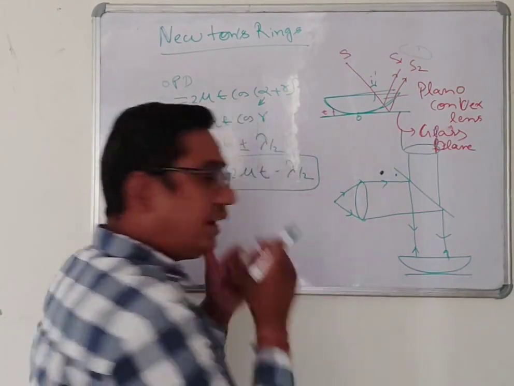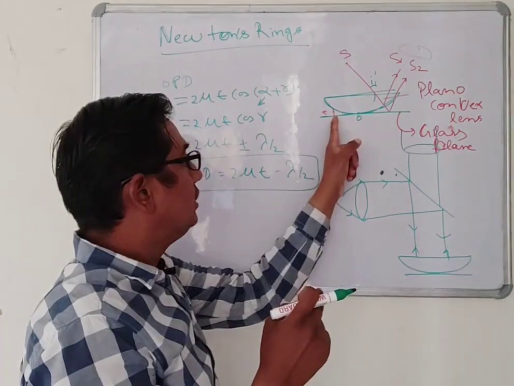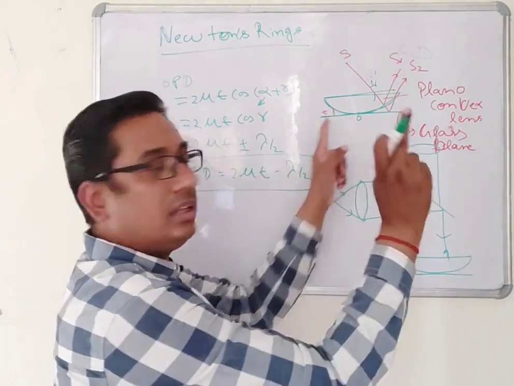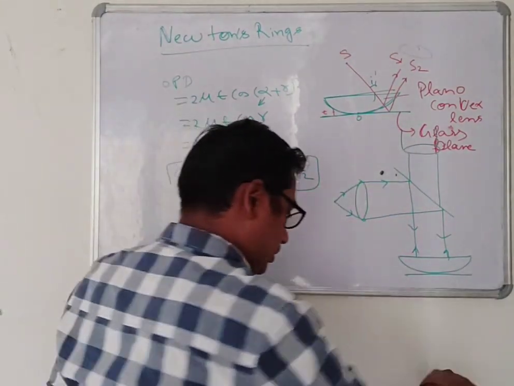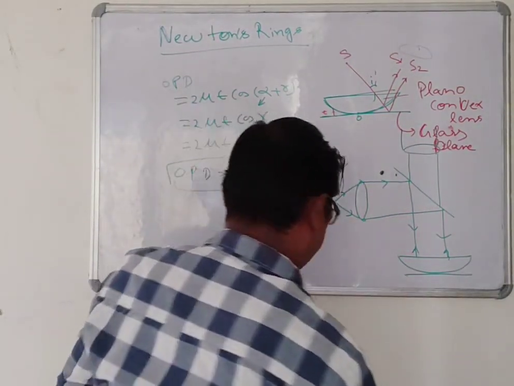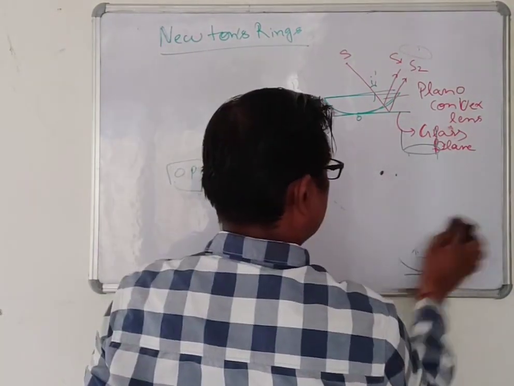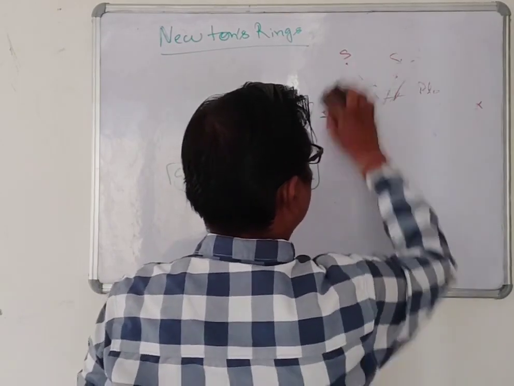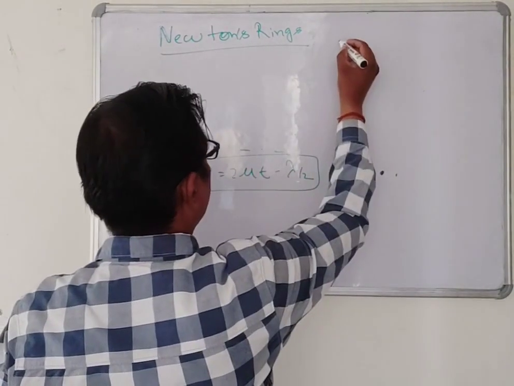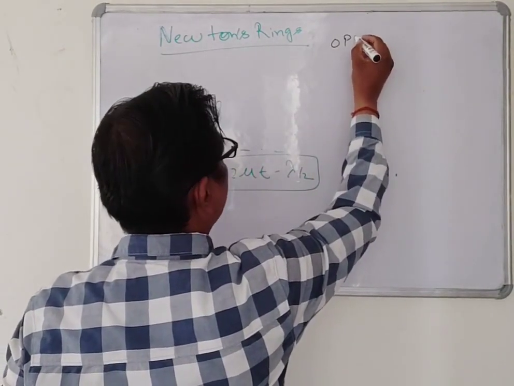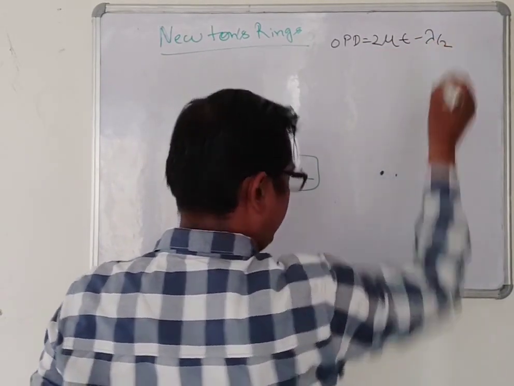Now what is the radius of the thin film? Because this thin film T makes a circle with center O. What is the radius? Here I have written the optical path difference in the case of Newton rings: 2 mu T minus lambda by 2.